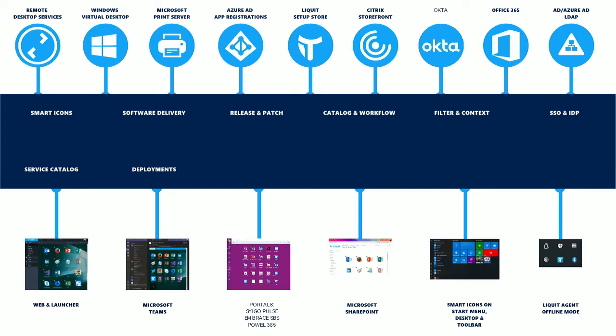What makes it really strong, and makes IT like water from a tap for an end user, is all the filtering and context. So on every task within Liquit Workspace, we can place filters on applications, on deployments, on software delivery. Just to give you the right implementation of an application and a setting at the right time for the right device and the right context for an end user.